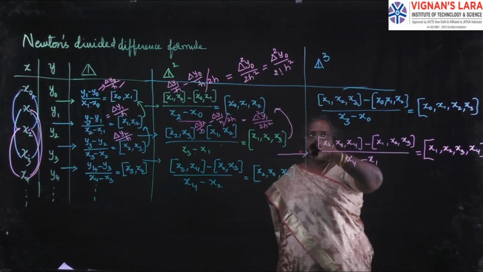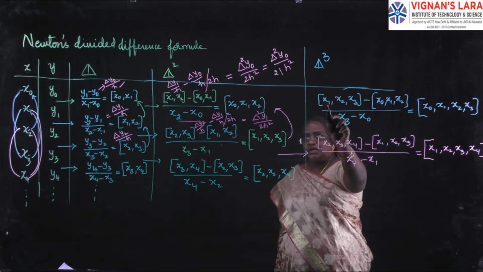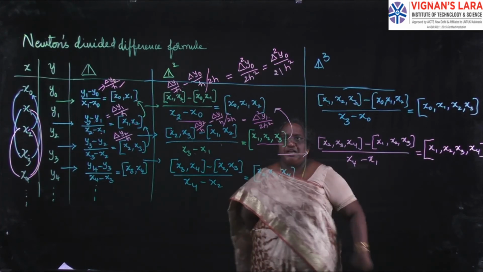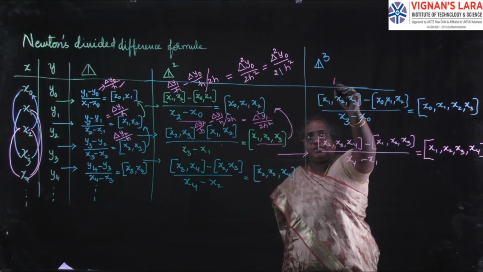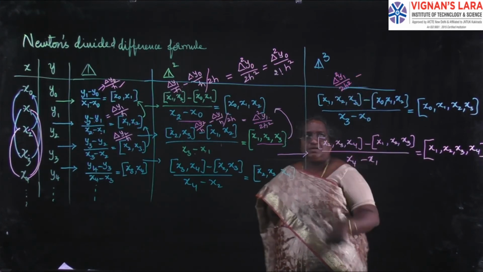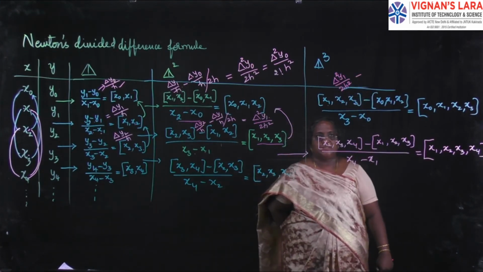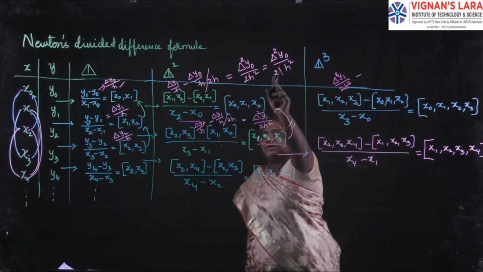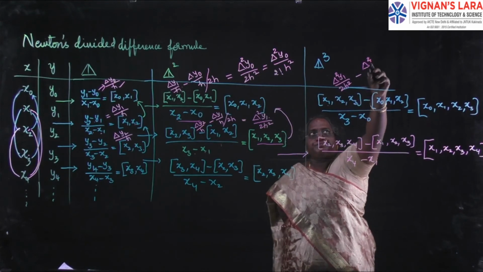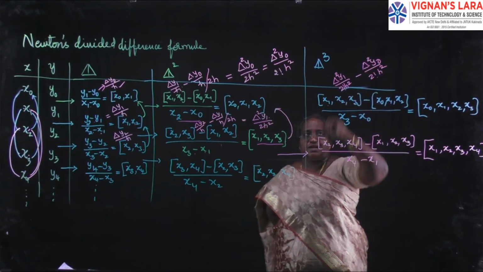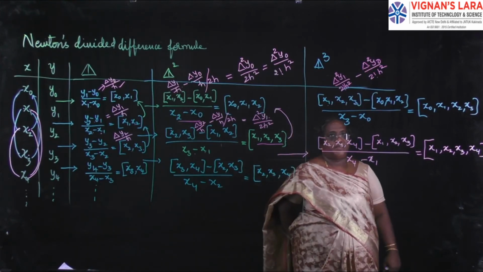Now coming to the third divided difference, what is x0, x1, x2, x3? Already we have written here. It is del square y1 by 2h square minus the second divided difference of x0, x1, x2, which is del square y0 by 2 factorial into h square. So we can write the other one also as 2 factorial into h square.